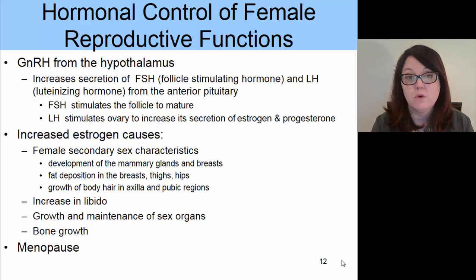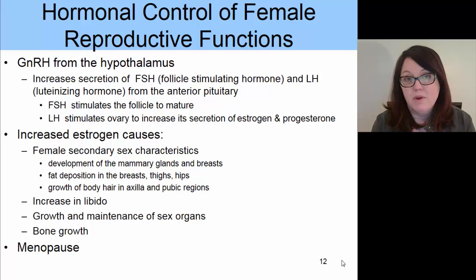Gonadotropin-releasing hormone travels from the hypothalamus to the anterior, or front, of the pituitary, where it causes the release of FSH and LH hormones. FSH stands for follicle stimulating hormone, and it's named for the fact that it stimulates follicles to grow in the female ovary. Luteinizing hormone, or LH, stimulates the ovaries to increase their secretions of estrogen and progesterone. And we'll talk about the way it's named in a little bit.